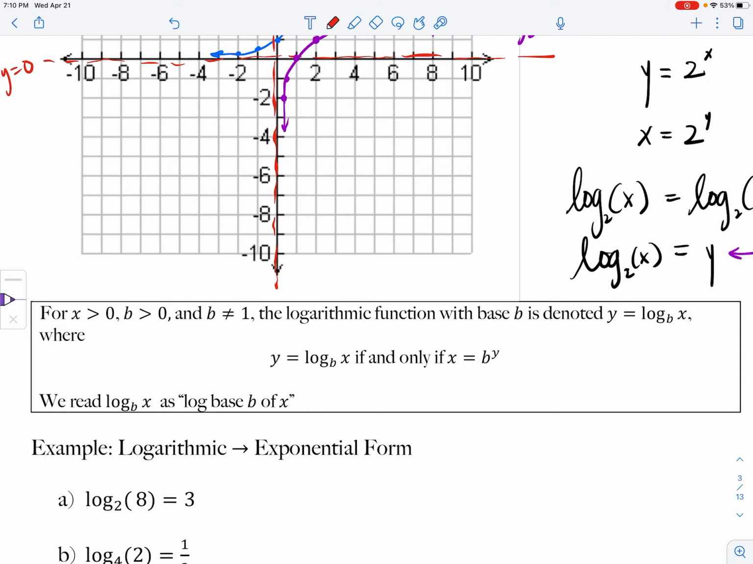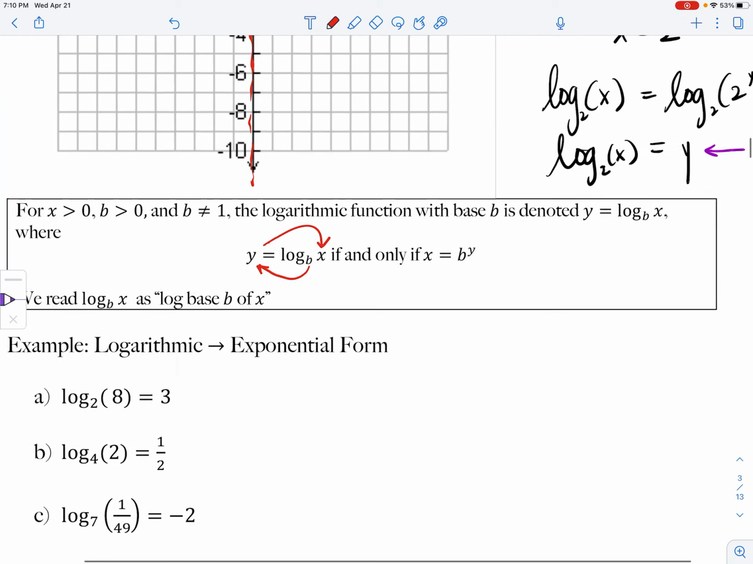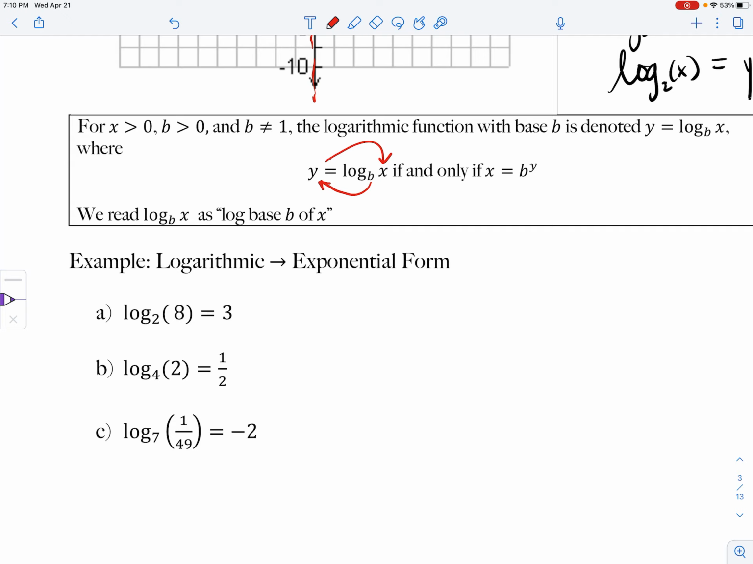every logarithmic function can be rewritten in exponential form. So it says that y equals log base b of x if and only if x is equal to b to the y power. And the way I like to think of rewriting the logarithmic statement in exponential form is thinking, okay, b to the y power is equal to x. And we read it log base b of x.